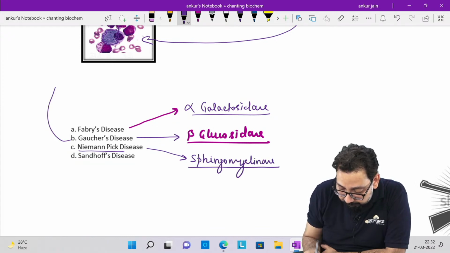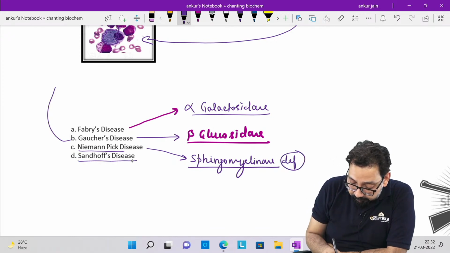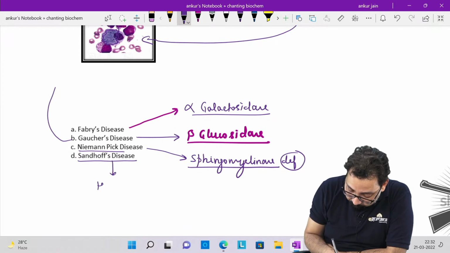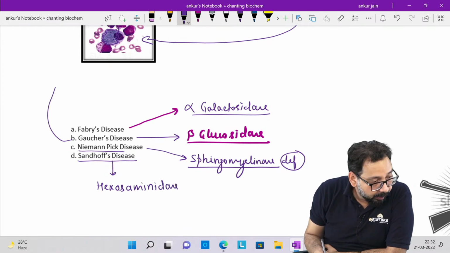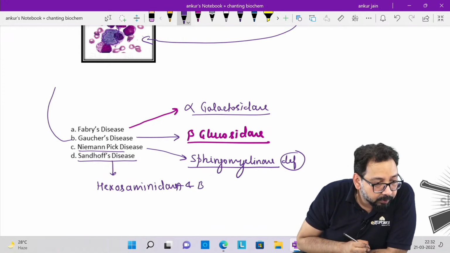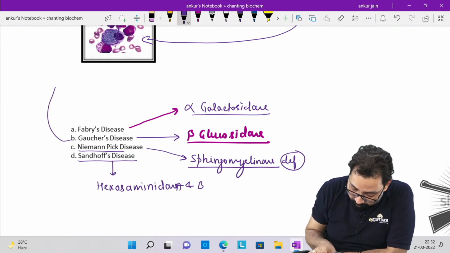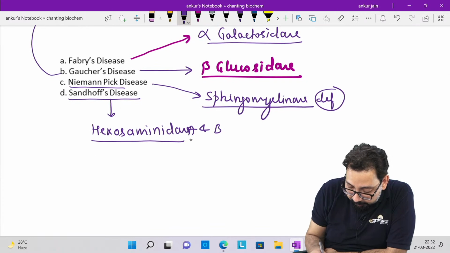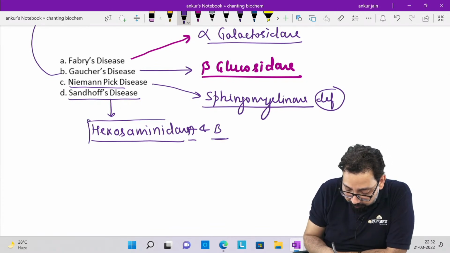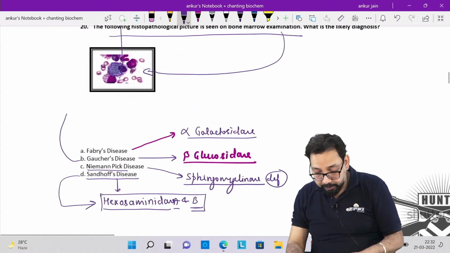Sphingomyelinase is deficient. Okay. Sandhoff disease, hexosaminidase A and B. Yes, definitely. Hexosaminidase A and B both are deficient in Sandhoff disease. Okay.